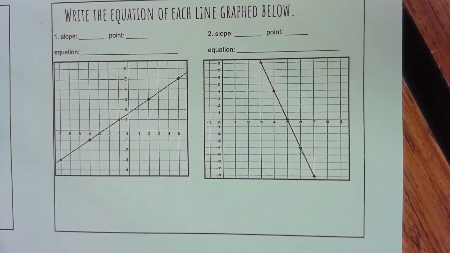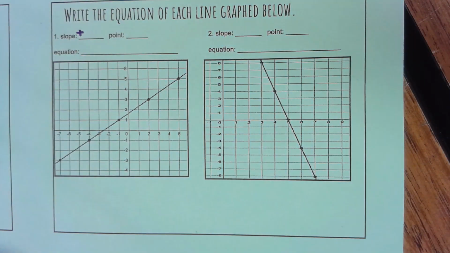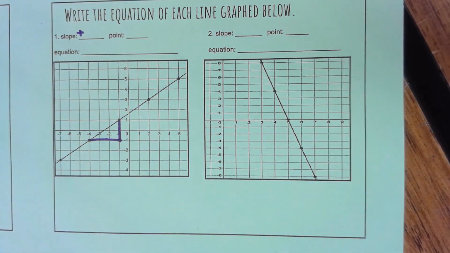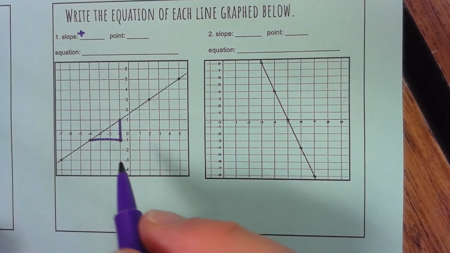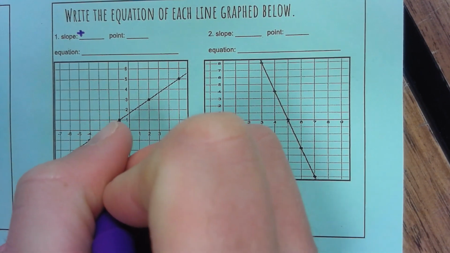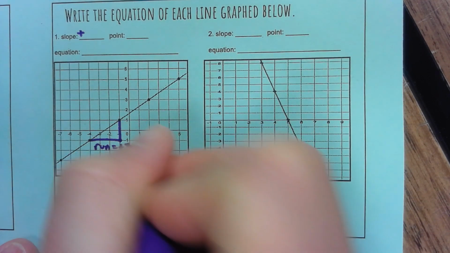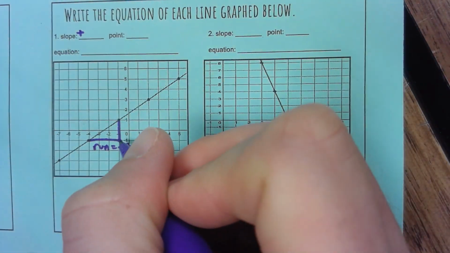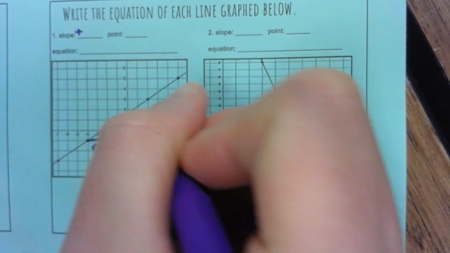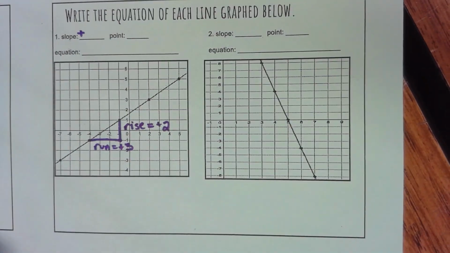So write the equation number 1. I'm noticing that it is a positive slope, so I know no matter what, that slope needs to be positive, whatever my rise over run ends up being. I'm going to connect any 2 points that I can find that intersect at nice, even numbers. And I'm going to check my rise over run. For the run, I'm having to go over 1, 2, 3. So my run is positive 3. The rise, I'm having to go up by 2. So that rise over run, or that slope, is 2 over 3.